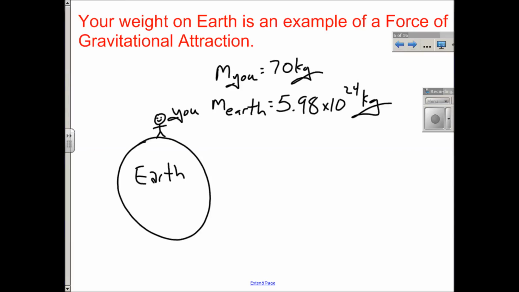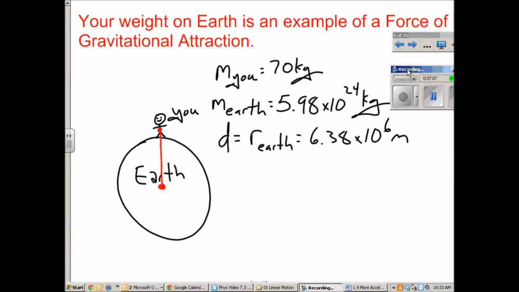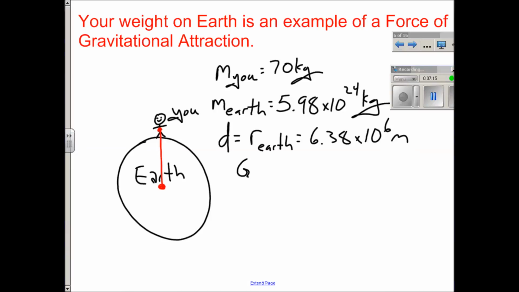Then remember, D represents the distance between their centers. So it's the distance from your center, your belly button, to the center of the Earth, which for all intents and purposes is just the radius of the Earth. It turns out that the radius of the Earth is 6.38 times 10 to the 6th meters. So there's our two masses, there's our distance, and we know G is 6.67 times 10 to the negative 11th newton meters squared per kilogram squared. Plug in your numbers.